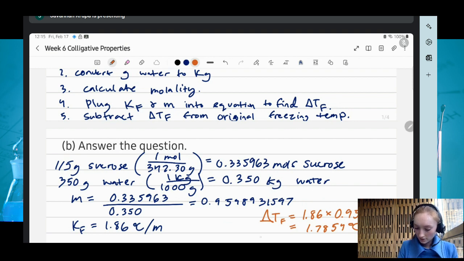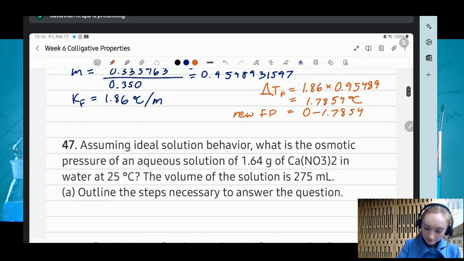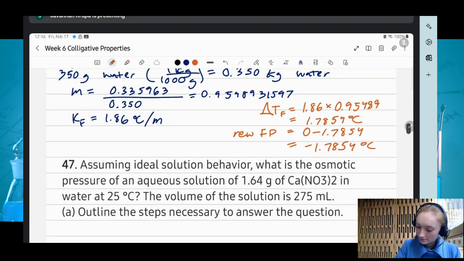So the new freezing point will be 0 minus 1.7854. And so that will get us a value of negative 1.7854 degrees Celsius. And since we're working with 4 significant figures, I'm going to get rid of that 4. So that is the new freezing point.